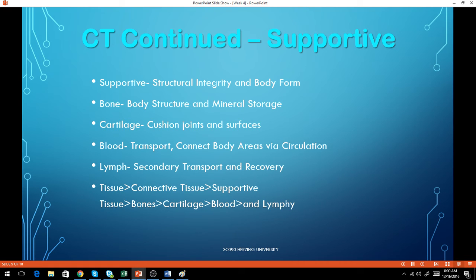I want to pause for a second and keep things organized. The global tissue definition, then we have 4 tissue types, which include connective tissue. Then within connective tissue, we have supportive connective tissue. And within supportive connective tissue, we have bone, cartilage, blood, and lymph. So it's like a tree. We start with tissue, then we move to the types. Then within connective tissue, we have supportive. And then finally, at the end of the branch, we've got the supportive connective tissue types of bone, cartilage, blood, and lymph. Let's handle them individually.